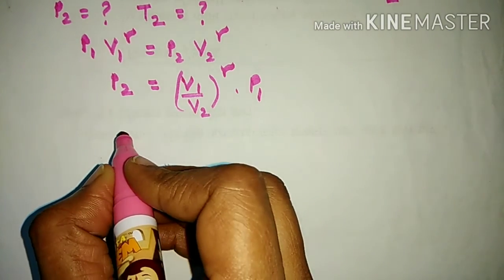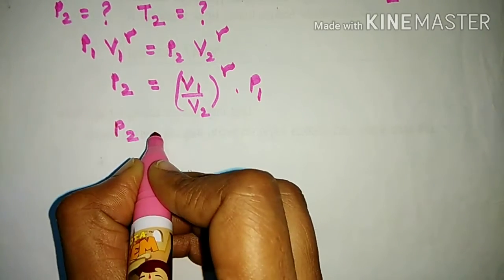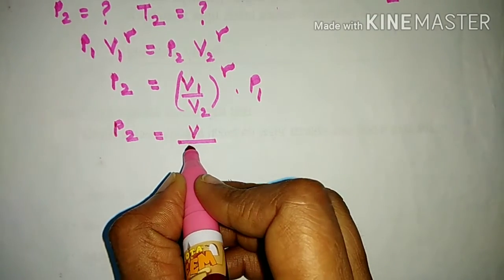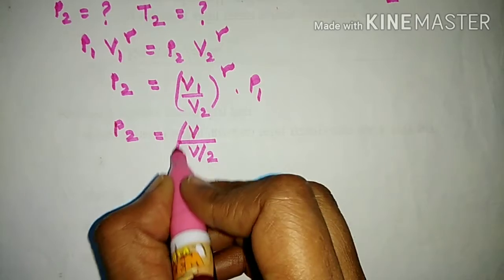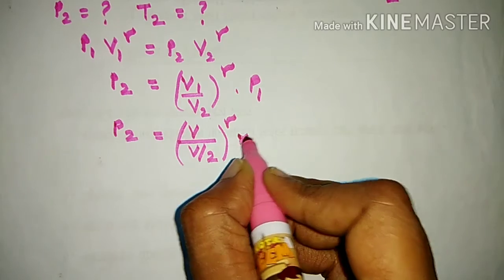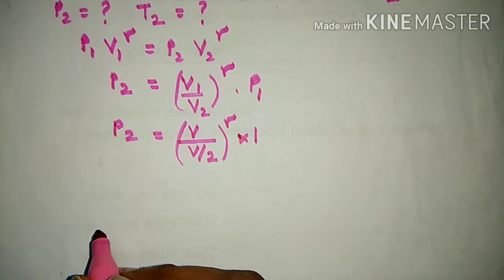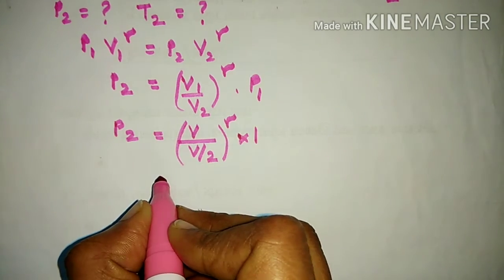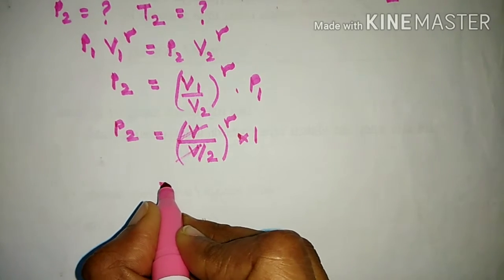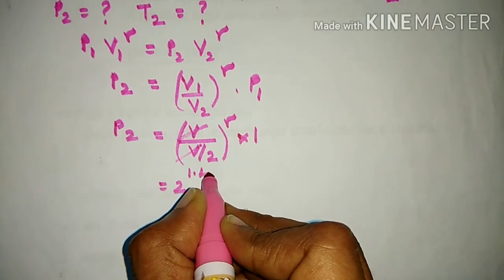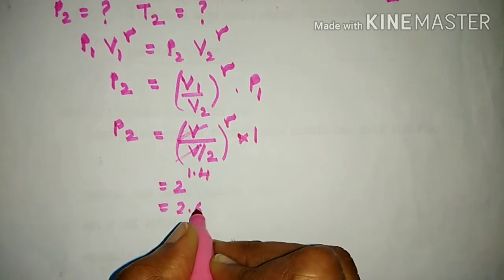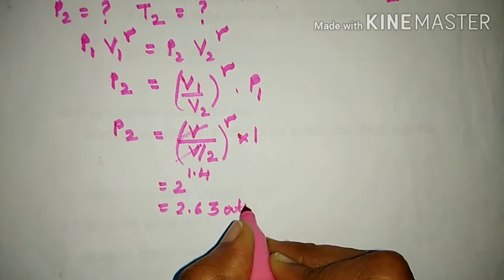Substituting the values, you get P2 is equal to V1 is V, V2 is V by 2, raised to power gamma, and P1 is atmospheric pressure into 1. So V will get cancelled out and you get 2 in the numerator. So that will be 2 raised to 1.4, which is equal to 2.63 atmospheres.